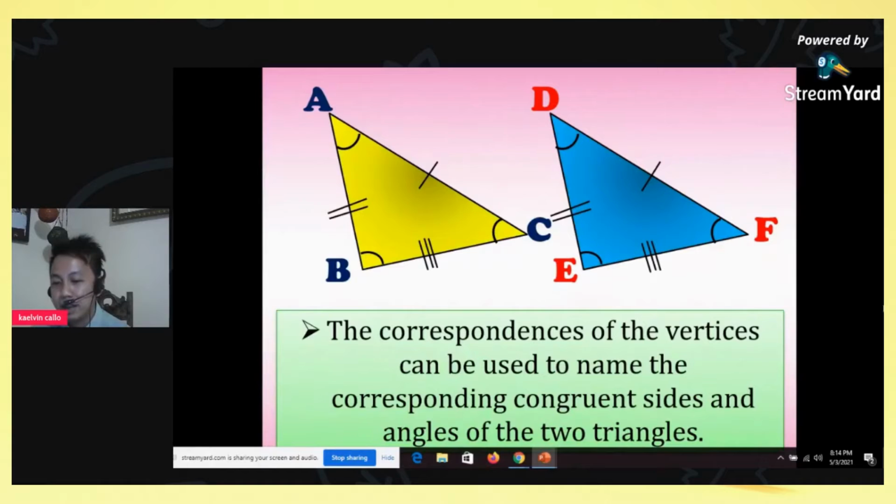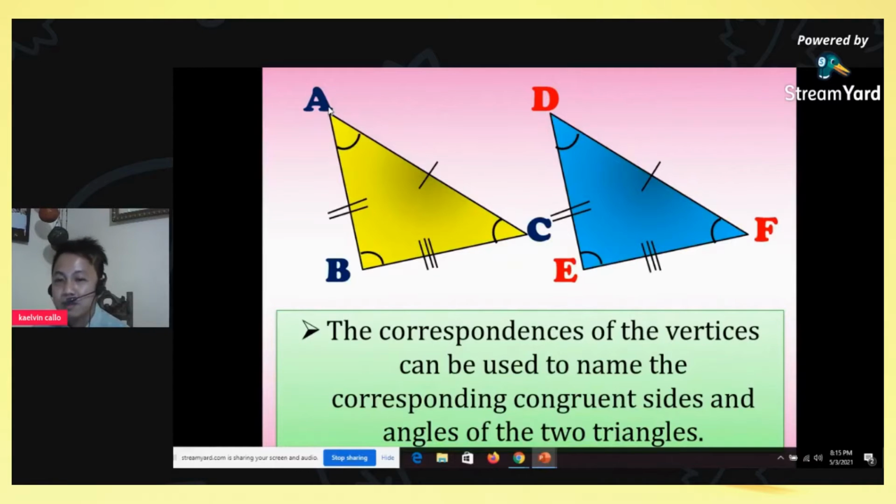The correspondences of the vertices can be used to name the corresponding congruent sides and angles of the two triangles. So let's name the correspondence. We have sides. Side AC corresponds to side DF and they are congruent. Side AB corresponds to side DE and they are congruent. Side BC corresponds to side EF and they are congruent. That is corresponding sides. How about the angles?